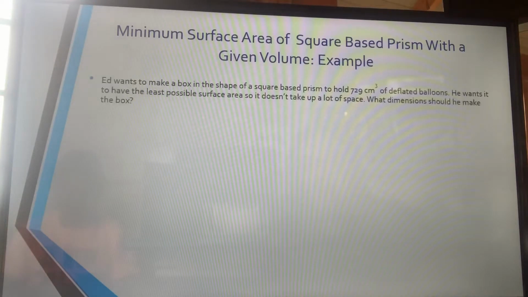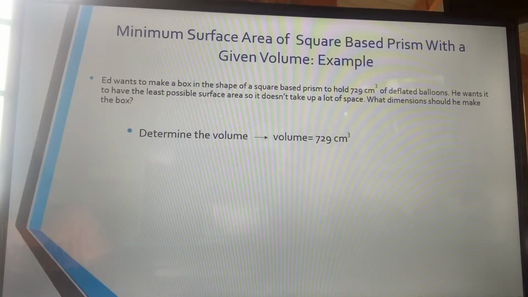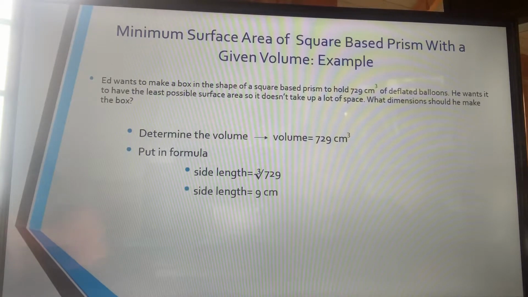Example: Ed wants to make a box in the shape of a square-based prism to hold 729 centimeters cubed of deflated balloons. He wants it to have the least possible surface area so it doesn't take up a lot of space. What dimensions should he make the box? First, determine the volume, which is 729 centimeters cubed. Next, we put it into the formula to get one side length. The side length is equal to the cube root of 729, which is 9.